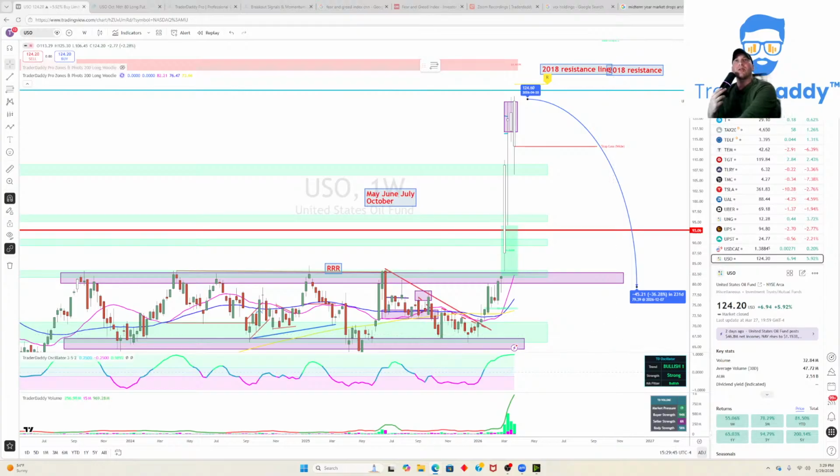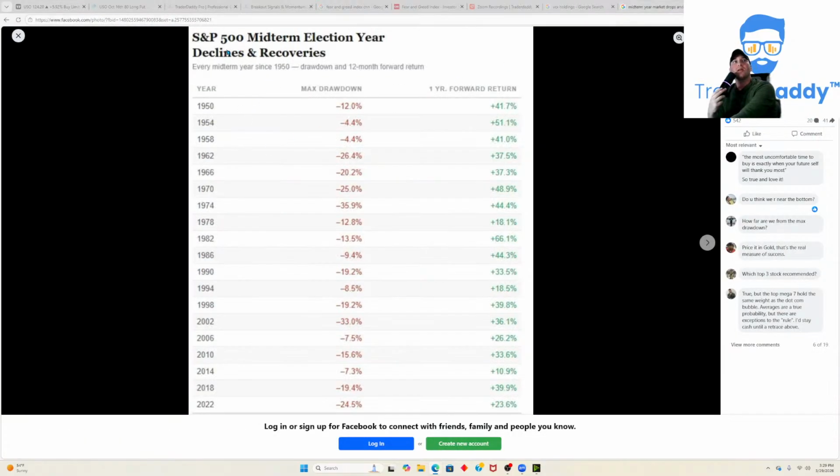But yeah, the thing I find the most interesting is the S&P 500 midterm election declines and reviews. Every 2 years, the market goes down during a midterm election. It's interesting to me. Every midterm election, the market has gone down, every single one, or for a max drawdown at least. And then the 1 year forward return is astronomical.